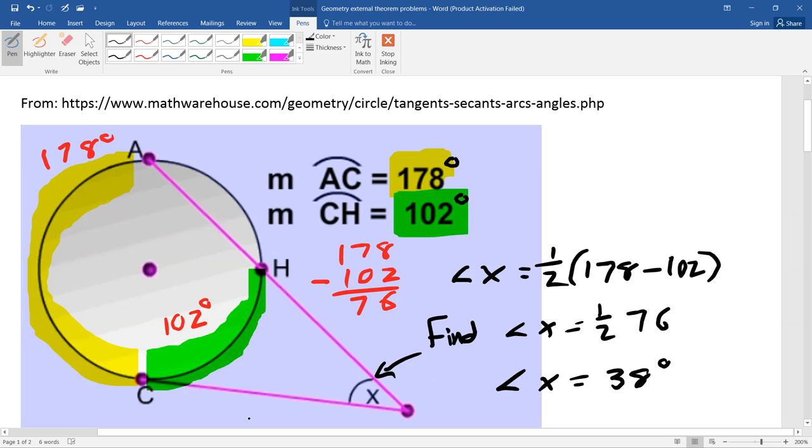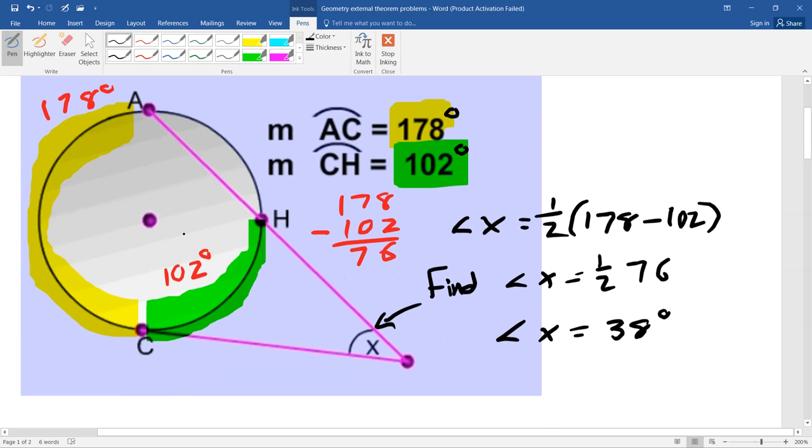In this case, it looks like C is a tangent point. One line is a tangent, the other is a secant, and it really doesn't matter. It's the same idea regardless.